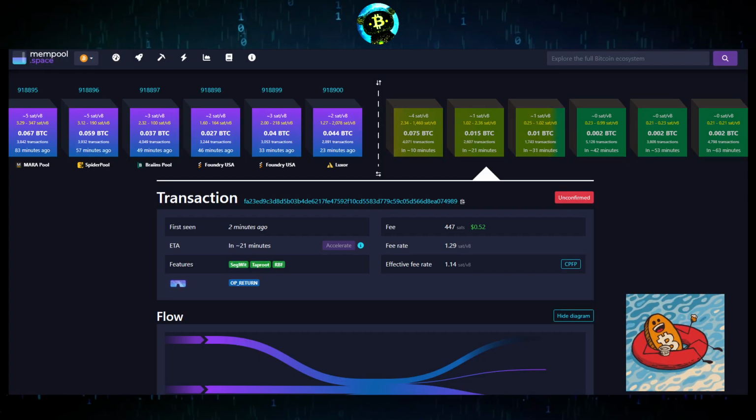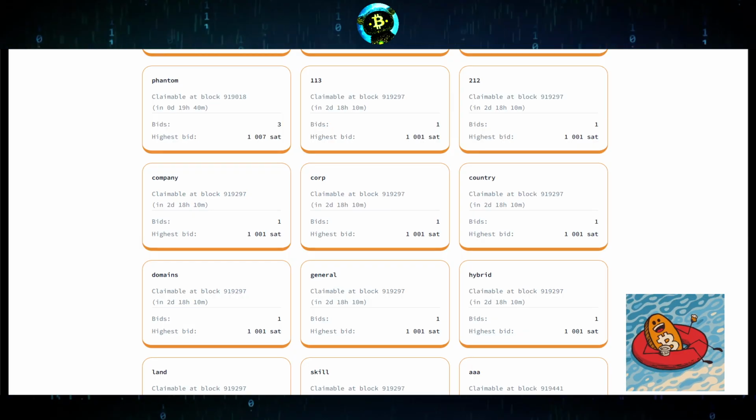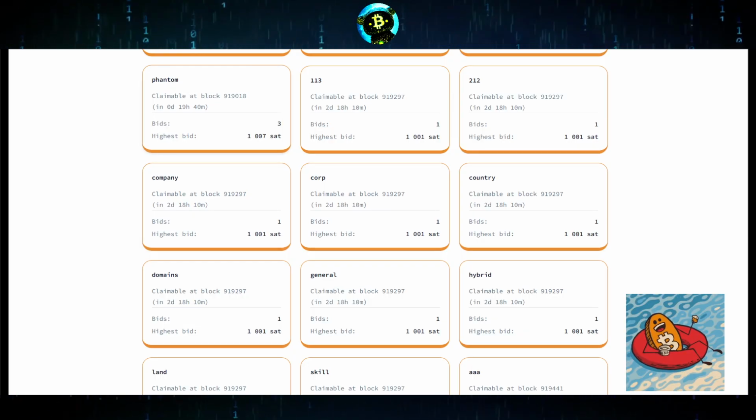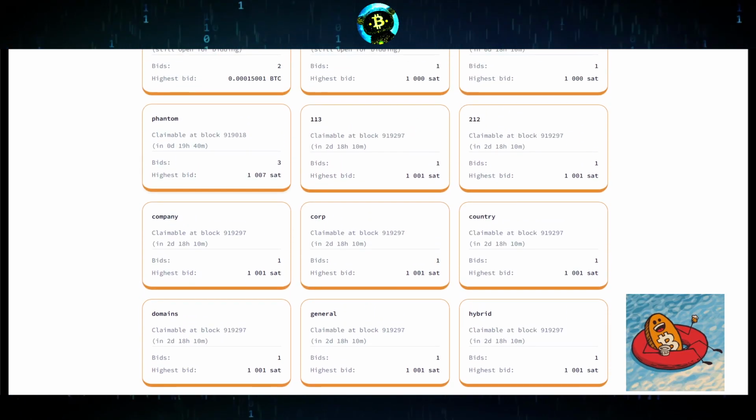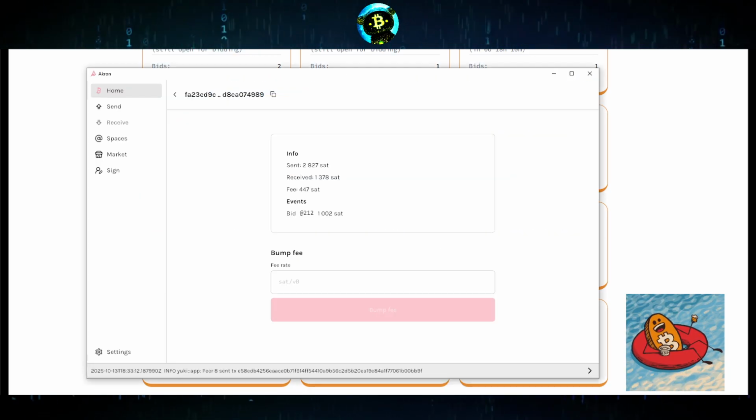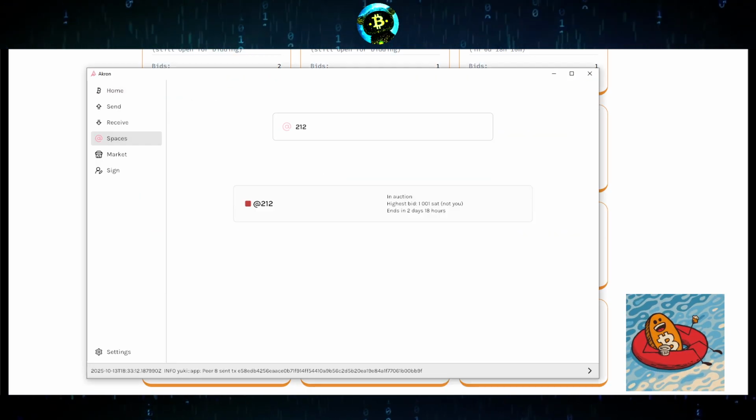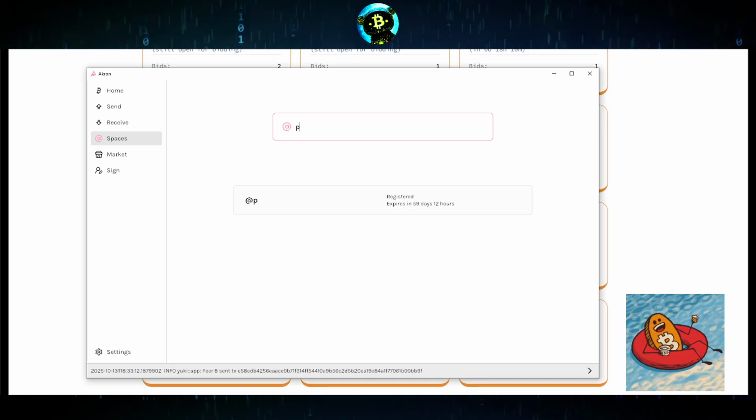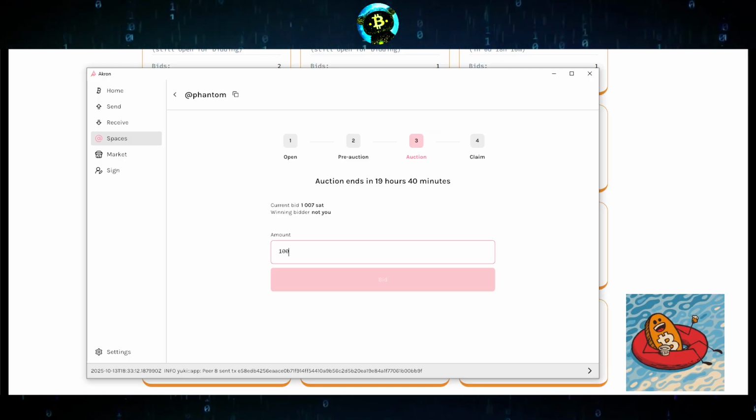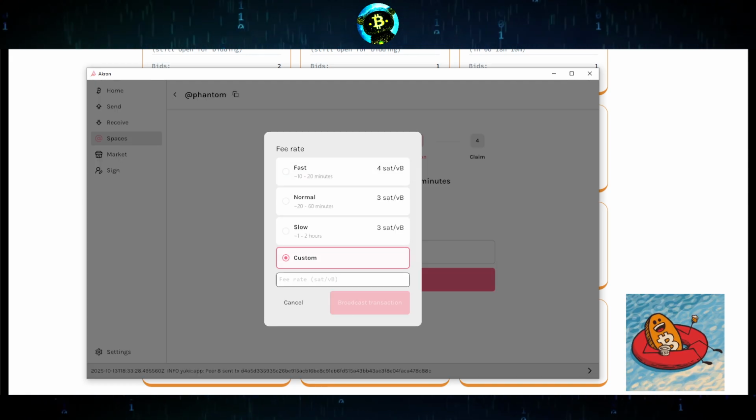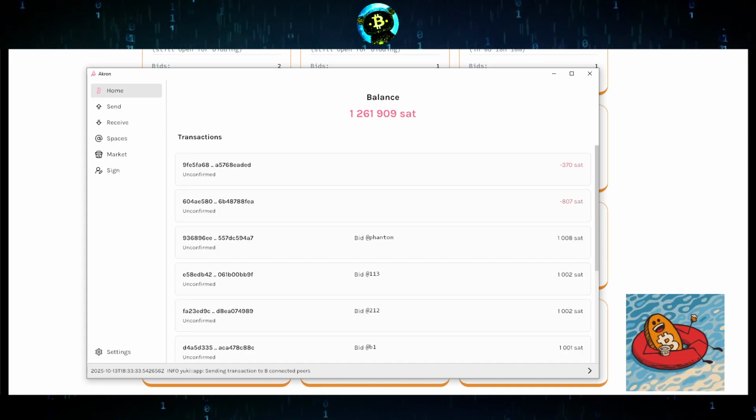All right, so we got our transactions pending. Spaces protocol. Phantom, that's kind of a cool one too. It already has 3 bids on it. Do we bid on that as well? Phantom? I think we do. I think we just bid on Phantom as well. Phantom. I kind of like that. All right. 1,008 Satoshis. We'll just custom bid. 1 sat per V-byte. Broadcast it out.